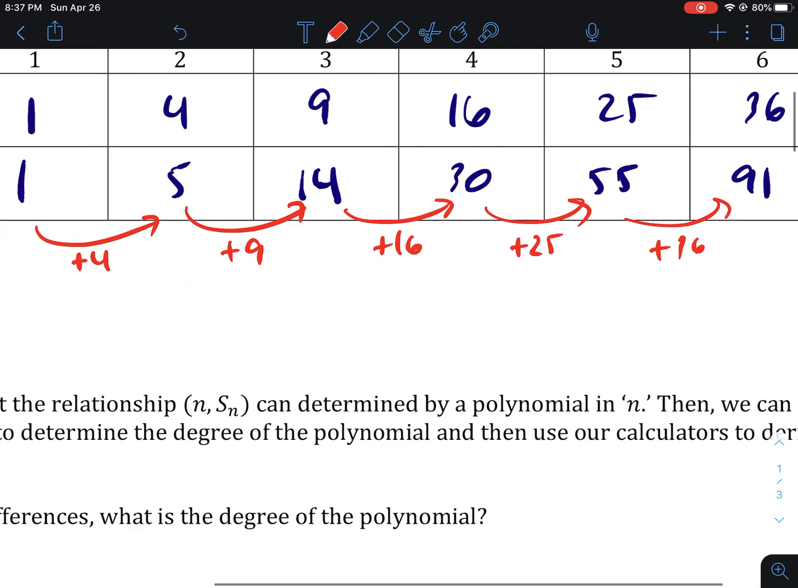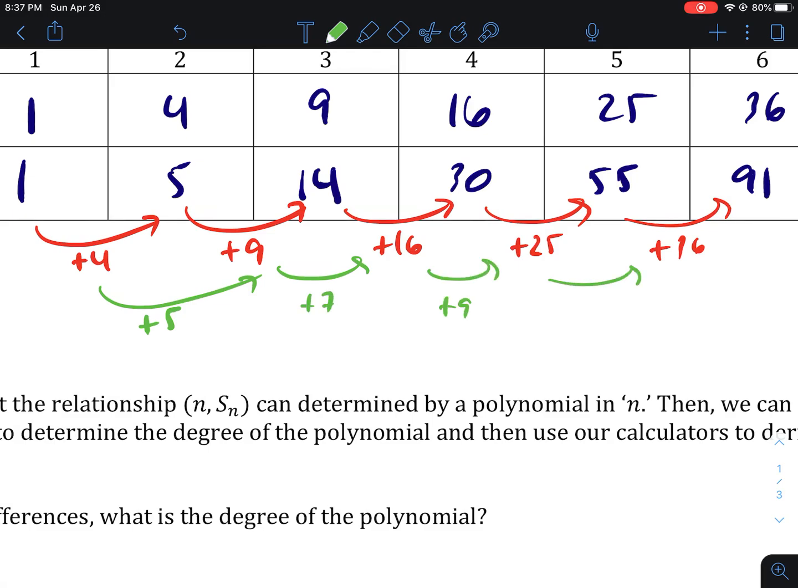Okay, so there's nothing consistent yet. It's growing by quadratics, but this number isn't the same yet, so we have to keep going. Next row of differences: from 4 to 9, it increased by 5. From 9 to 16, it increased by 7. This increased by 9. This increased by 11. So still not the same.